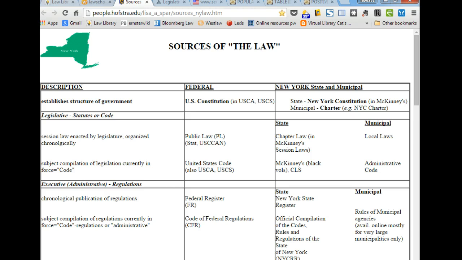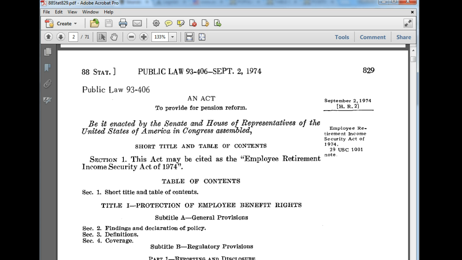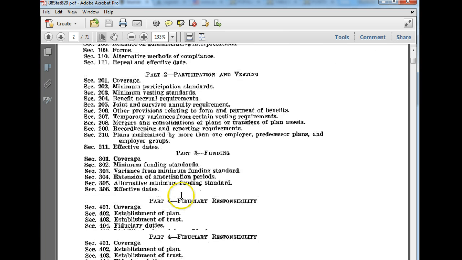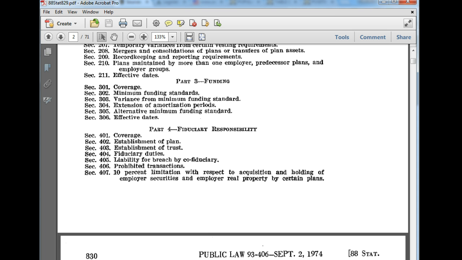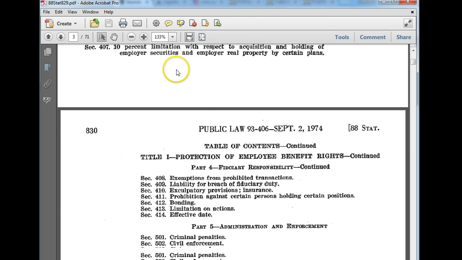So here we have ERISA, passed in 1974, as you can see up on the screen. How do we know what sections of ERISA? Well, let me take a step back. Do we think ERISA, as it was passed in 1974, exists exactly as stated in 1974? No. What do we think happened?